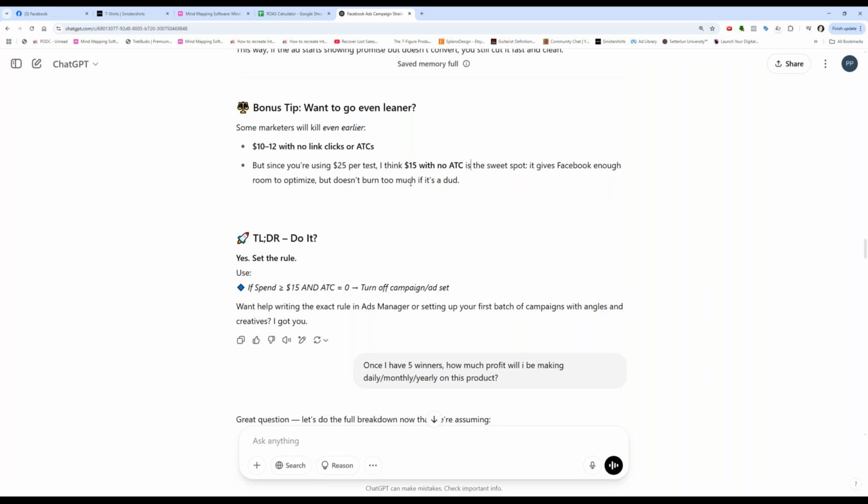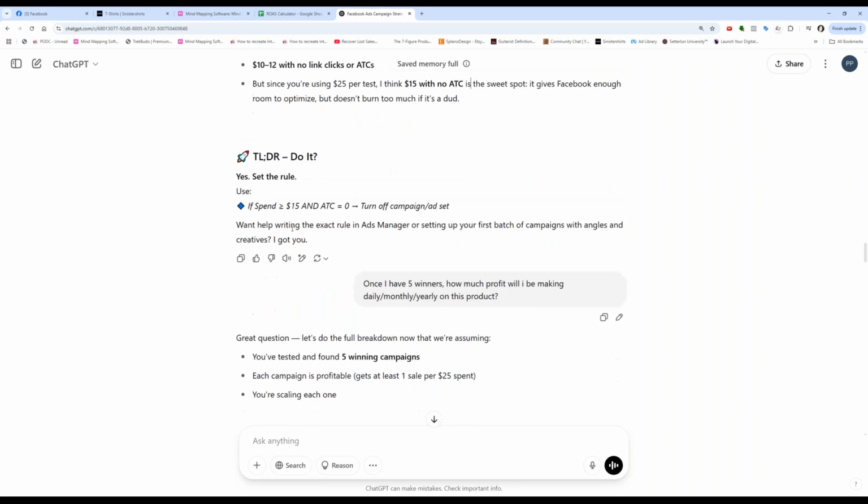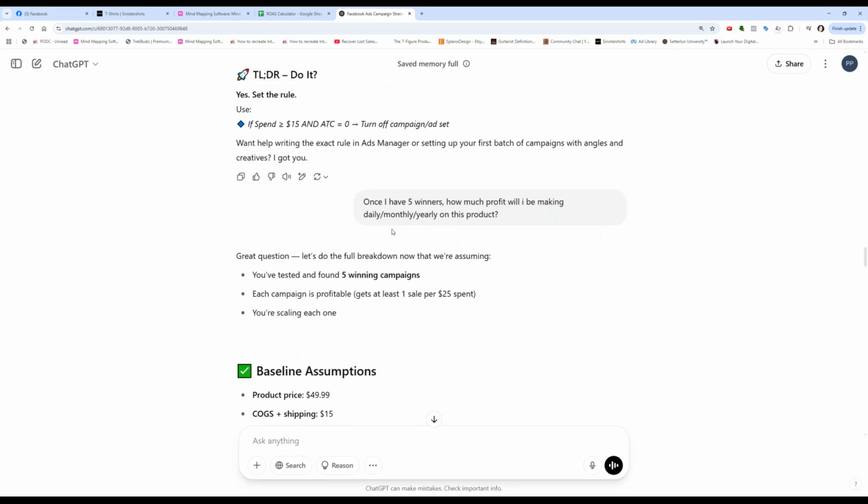And then the summary: do it. Yes, set the rule. If spend is greater than 15 and add to cart equals 0, turn it off. Want help writing the exact rule in Ads Manager or setting up your first batch of campaigns with angles and creatives? I got you. Okay, I'm excited. When I did this, I was like, oh my god, I love this.